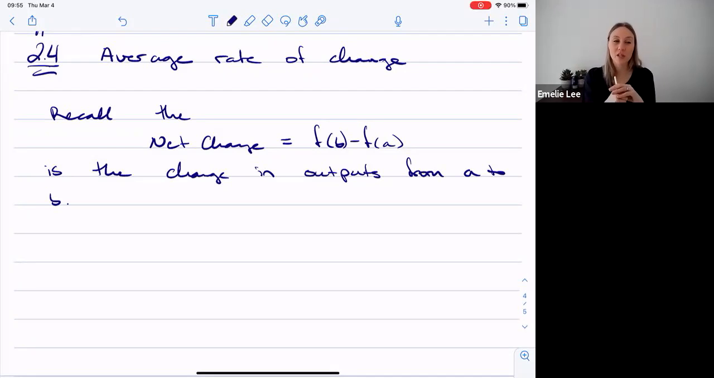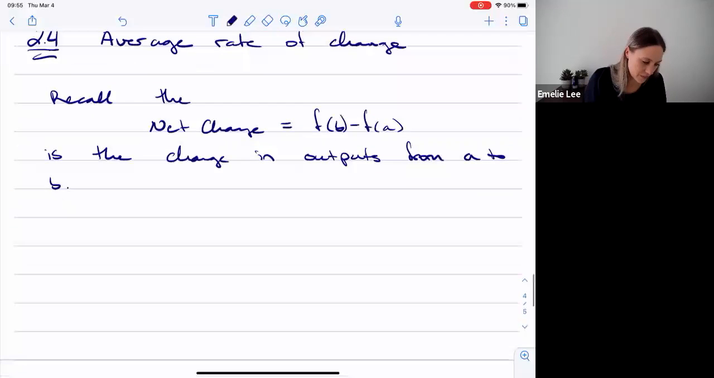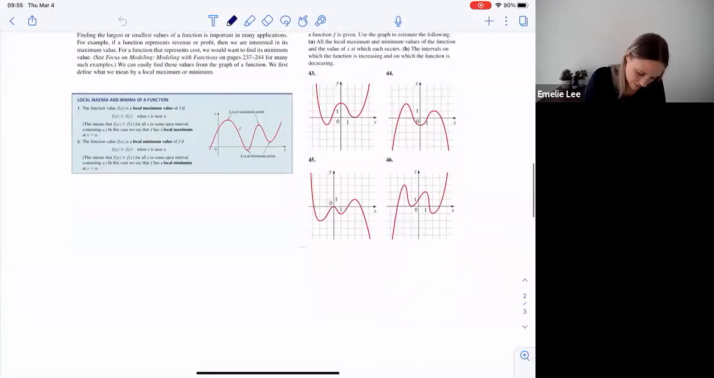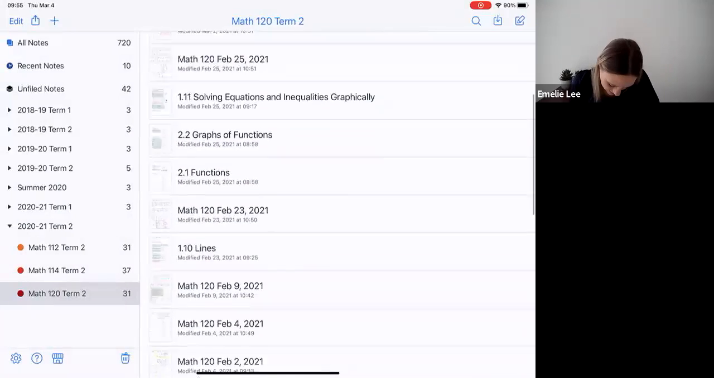Now if we want to talk about the average rate of change, then we have to divide by the distance that we've covered, which is the distance from a to b. You might remember that for distances, we have to do b minus a and technically take the absolute value, but we're going to drop that here. So the average rate of change, that's 2.3 still.